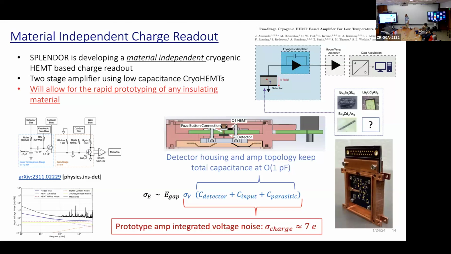So the way that we read these out in the dark matter experiment is we developed, and this part's important, a material independent cryogenic HEMT-based charge readout. A HEMT, if you're not familiar with working with those, is the same as a JFET, just like a field effect transistor. It just works natively at 4 Kelvin or below. And we're not using RF HEMTs like for qubits. These are low frequency, low noise HEMTs optimized for, say, 1 to 1 kilohertz or so.